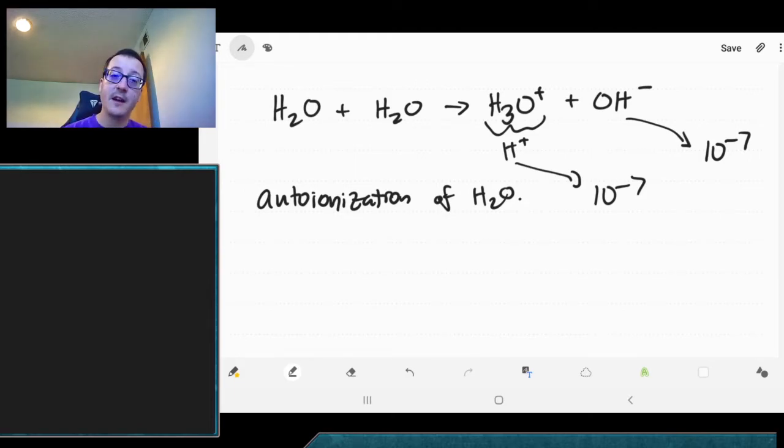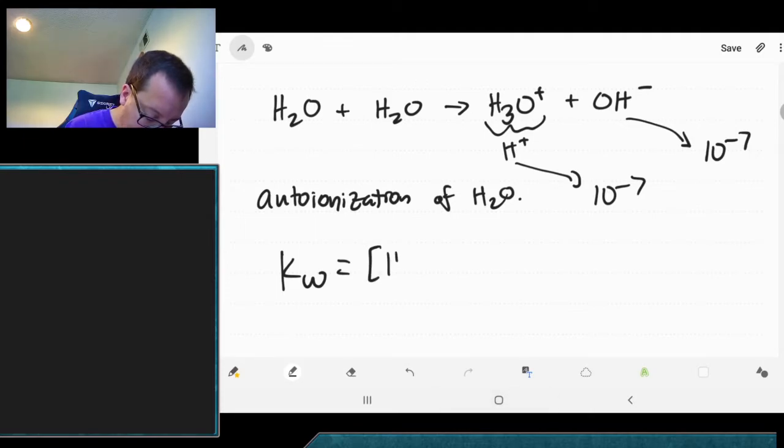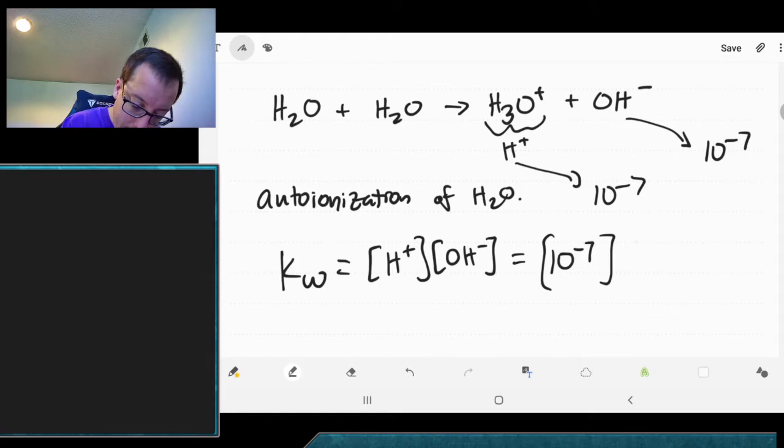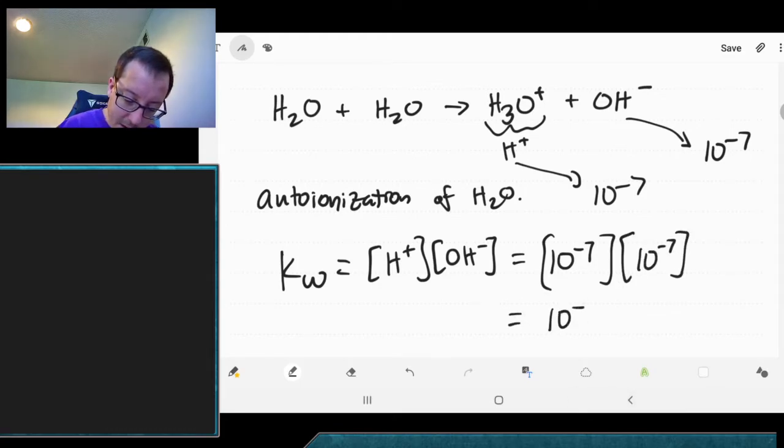And as a result, we have kind of established this as a constant, which we call Kw. K, you'll find out later in 113, is your equilibrium constant, but that's not something we have to worry about now. Which is the product of your hydrogen ion and hydroxide ion concentration. And so for pure water, this is going to be 10 to the minus 14.